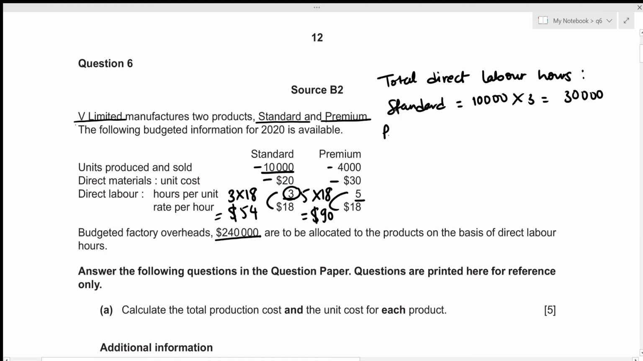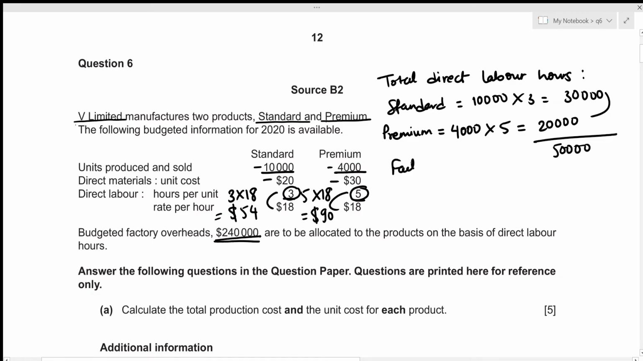Now we repeat the same process for premium. We can see that the direct labor hours per unit for premium is 5, whereas the total units produced and sold is 4,000. So we just multiply these together. That's 4,000 times 5, which results in the total direct labor hours for premium to be 20,000. Now we figure out the total for both standard and premium, meaning that we add these two values. That's 30,000 plus 20,000, which results in 50,000. So out of 50,000 total direct labor hours, 30,000 belong to standard, whereas 20,000 belong to premium. And on this basis, we will be allocating our budgeted factory overheads.